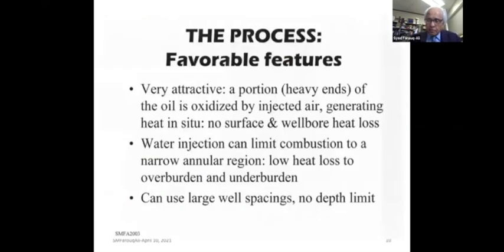Favorable features, in a couple of words only: a portion of the heavy oil or the heaviest sands are burned. And also we can inject water with air, which will limit the combustion. We can control combustion to some extent. But the most important thing is that we can use very large well spacings.